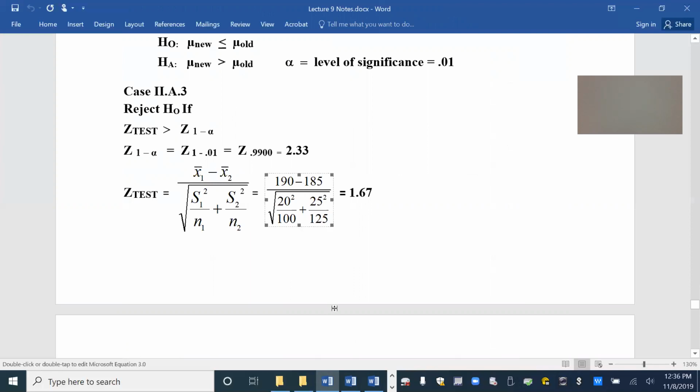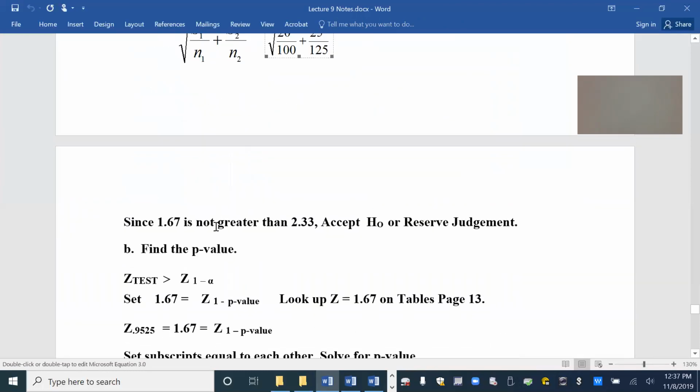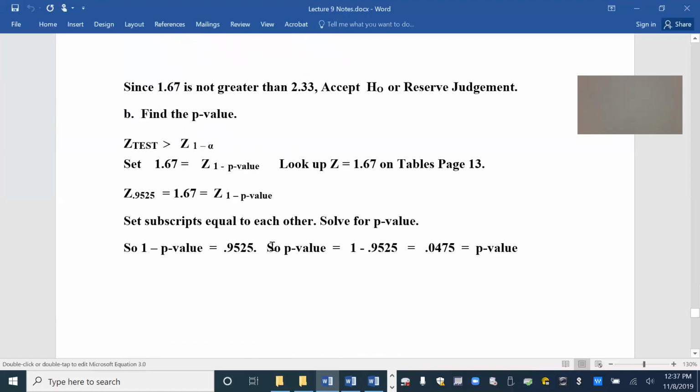How many steps apart are the two results? 190 minus 185 over that stuff, 1.67. Is 1.67 greater than 2.33? No, it ain't. You have to accept the null hypothesis or reserve judgment. We rule for the defendant. Can I go on TV and say, no, you cannot. You are not 99% sure that the new Fleet Flakes has more fiber than the old Fleet Flakes. You cannot show that. Well, what could I go on TV and say?